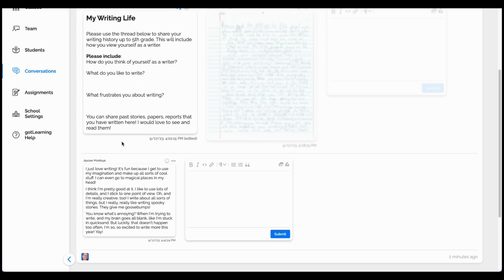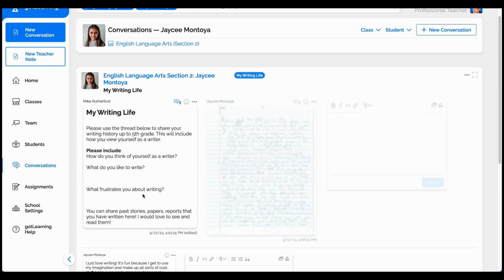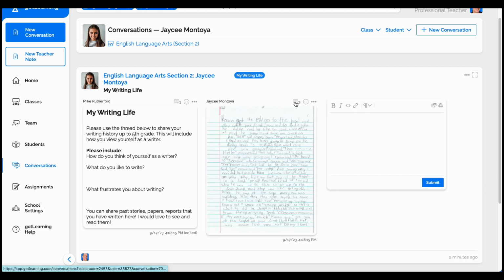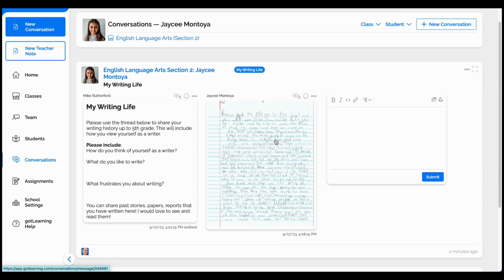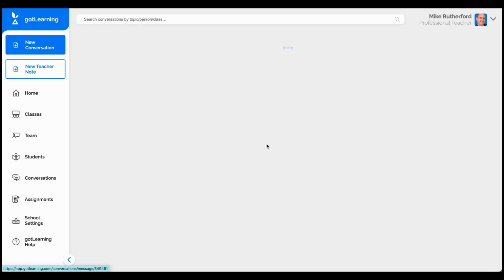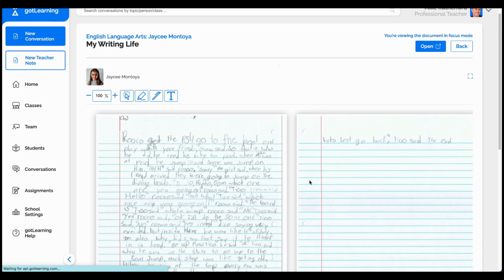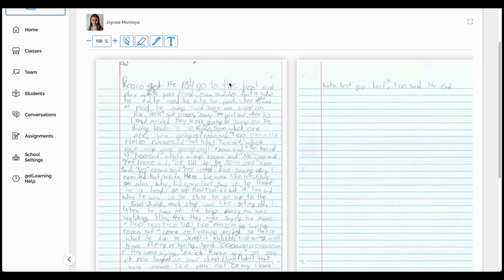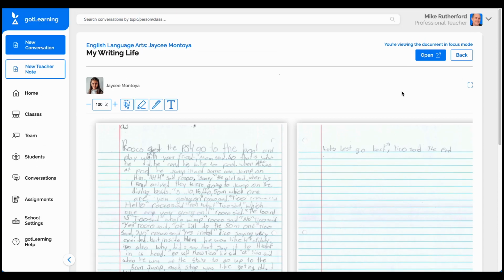She really likes to use details. And what was really interesting is as I read through this, I was like, okay, that's great that she's here. And then I went over and looked at her next writing, which is her quick write, which she scanned in via the gotLearning mobile app. So you can see the handwriting, and I could provide feedback here, or I could use the threads at the bottom, which I'm going to show you in just a second.